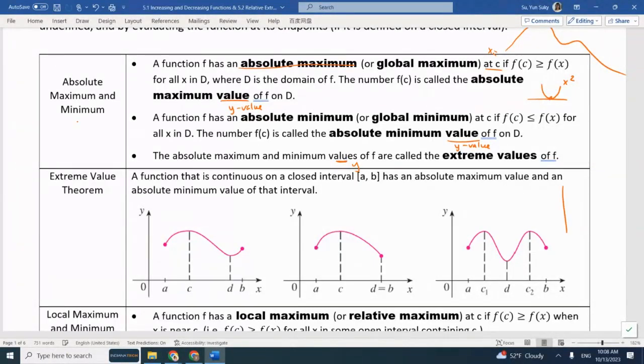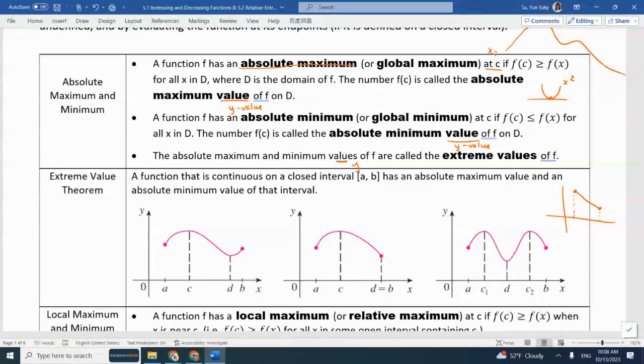Or you can have a picture like this, because it includes the endpoints. Therefore, here the absolute max is this endpoint, the left endpoint. The absolute min is the right endpoint. Okay, everybody? So this theorem is very important. The two things we have to make sure of. The first thing, you need to make sure your function is continuous, right?